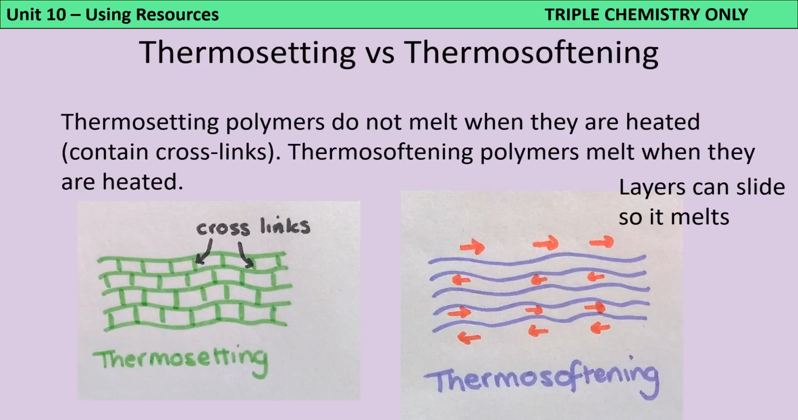Completely separately from that, you need to be able to distinguish between thermosetting and thermosoftening polymers. Thermosetting polymers have crosslinks, which are just a fancy name for covalent bonds between the chains, and this means that the chains can't slide past each other, and so they don't melt when they're heated, they actually char and eventually burn. Whereas in a thermosoftening polymer, there are only weak intermolecular forces between the layers, so these can slide over each other and they will melt.